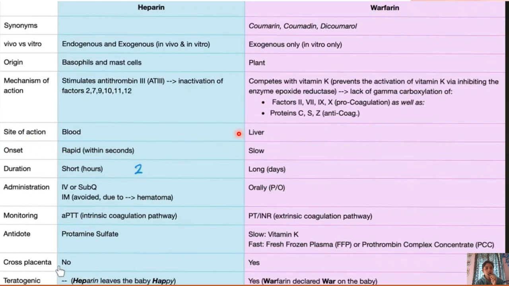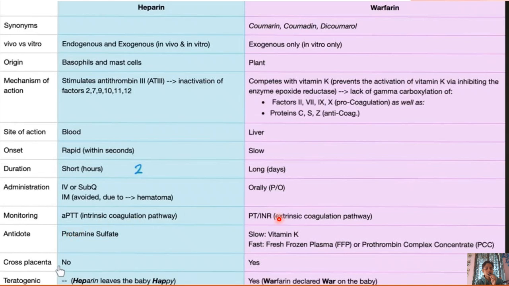Site of action is blood, here it is liver. Onset is rapid, it is slow. Duration is short, whereas it is long. Administration is IV or sub-Q, here it is orally. Sometimes IM is mainly avoided because it can cause hematoma, and this is given per orally.